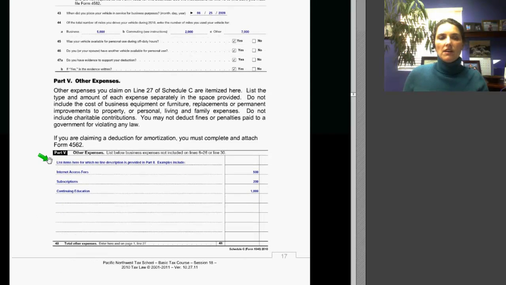And now we're up to the other expense category, and I actually just put some items here. List items here for which no line description is provided in Part 2, and examples are, for example, Internet access fees, subscriptions, and continuing education.